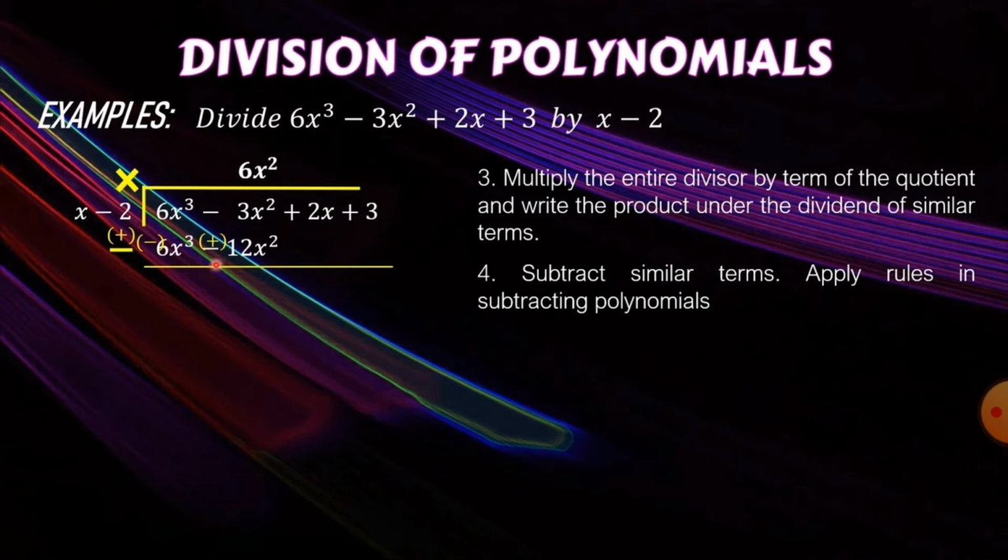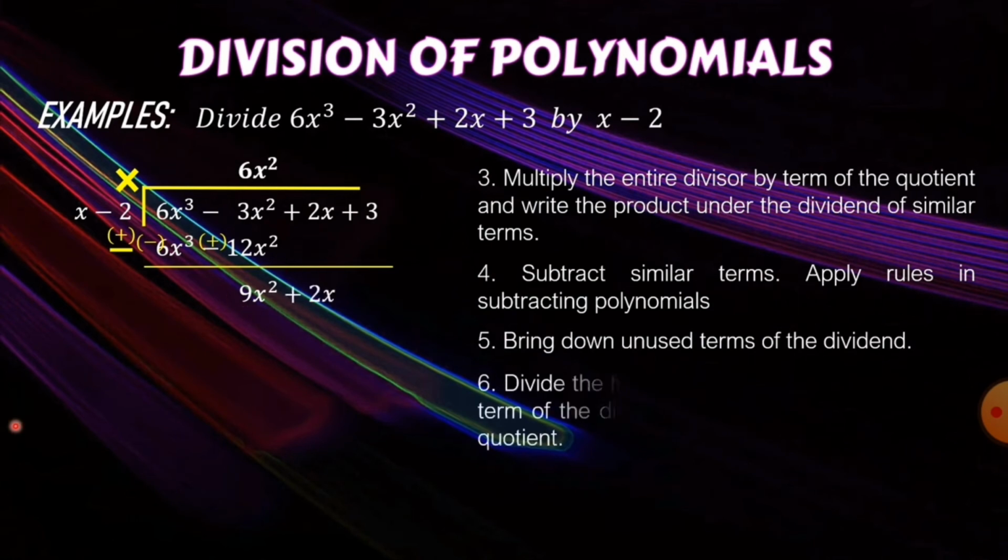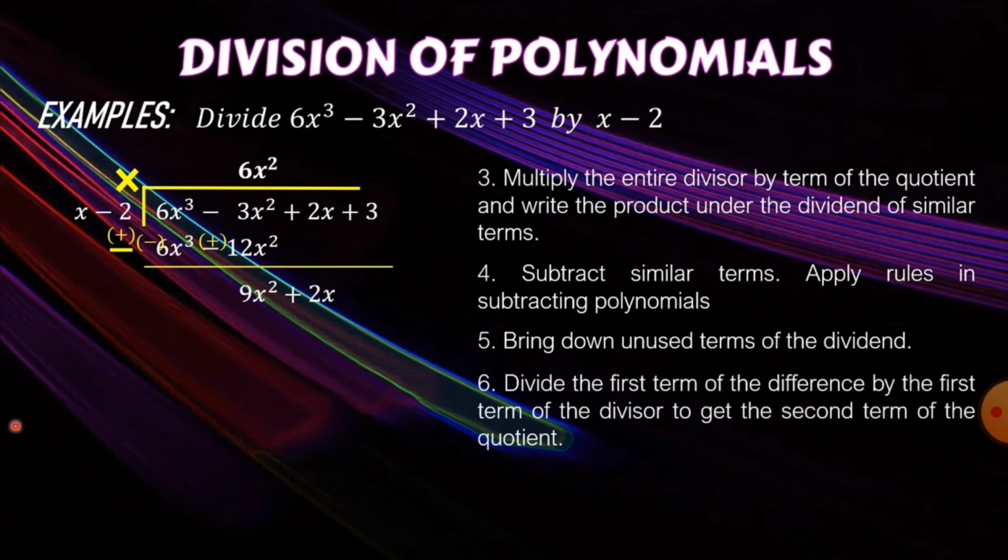Then, negative 3x squared and positive 12x squared, they have different sign this time. Kaya, maging 9x squared. So, positive siya kasi mas malaki si 12. After that, we bring down 2x. So, 9x squared plus 2x na. Kasi, yung step 5, bring down unused terms of the dividend. Kaya si 2x, bring down ko.